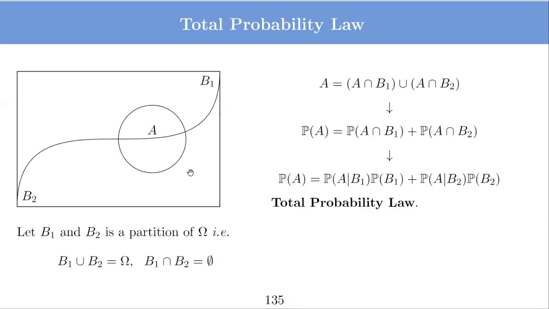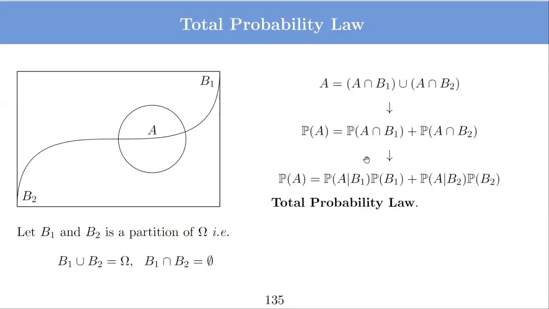So now what I am saying is A is nothing but the union of A intersection B1 and A intersection B2. Right? Is that clear? A is made from these two parts. This part is A intersection B1 and this part is A intersection B2. So A is written as A intersection B1 union A intersection B2. Now, because these are disjoint sets, the probability of A would be equal to probability of A intersection B1 plus probability of A intersection B2.